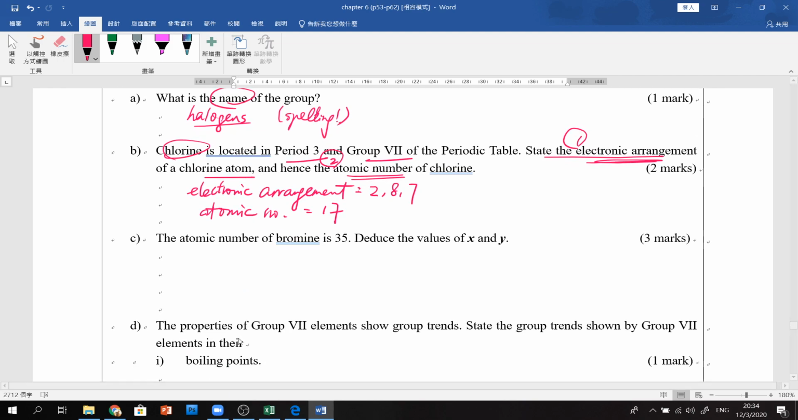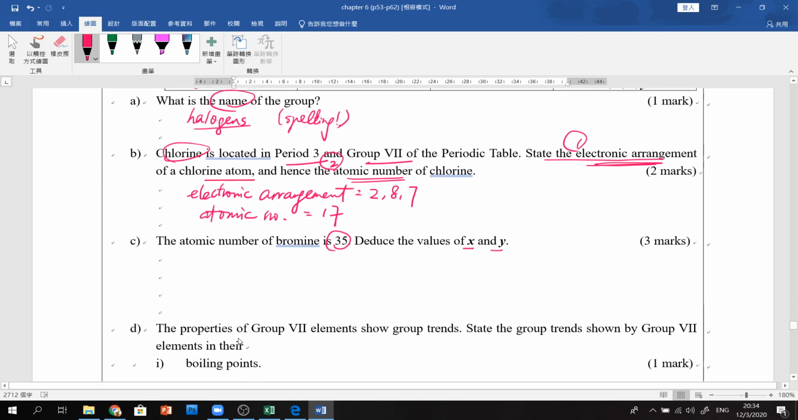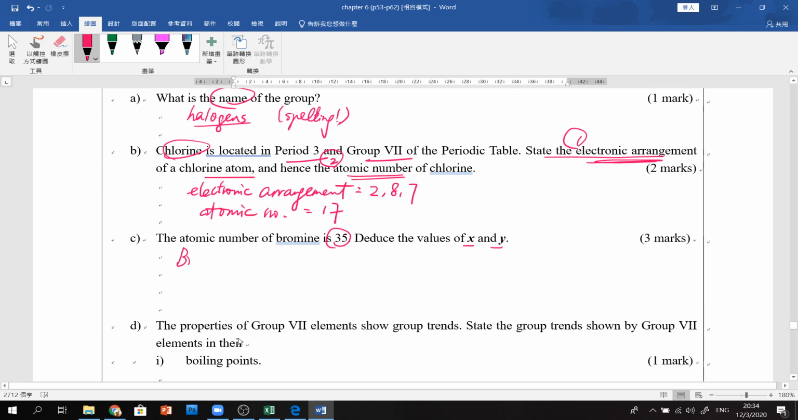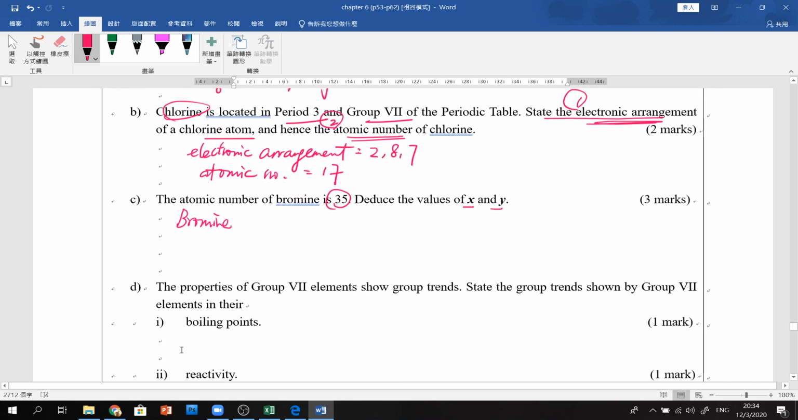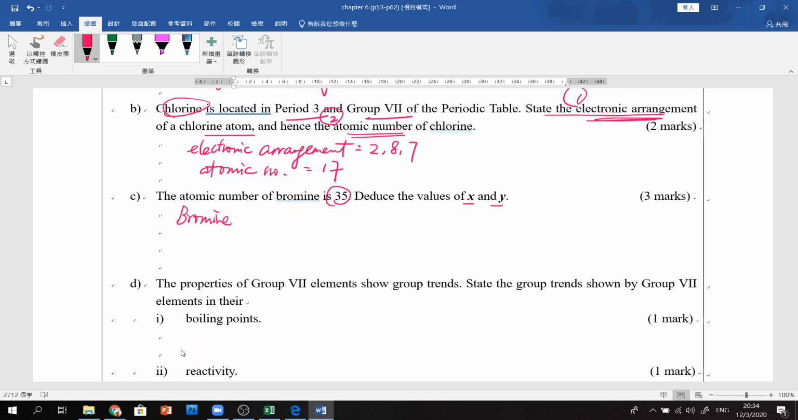Number 3, the atomic number of bromine is 35. Deduce the values of X and Y. So you need to do some deduction. What happened to bromine? Bromine is located in where? Bromine, we have got 4 numbers, so we have got period 4, and they share in common that they are one of the halogens. So for halogens, the last digit is what? Okay, it's 7. So you may get those two pieces of information, and together with the atomic number 35, you can guess what X and Y are.